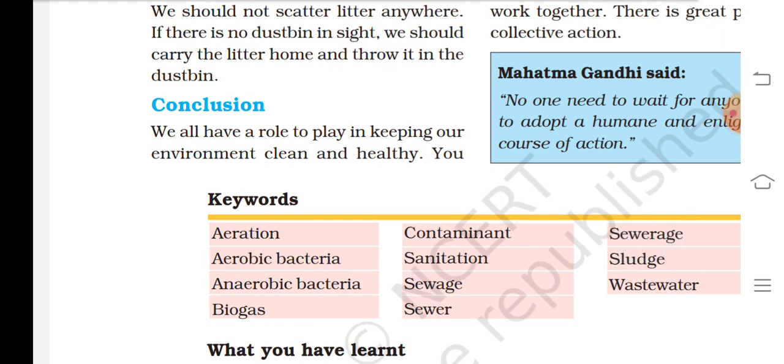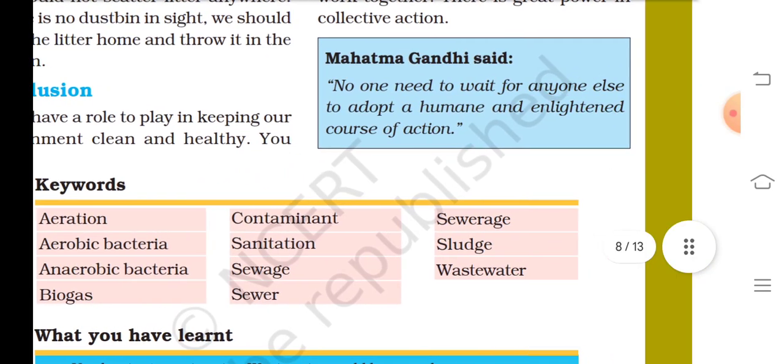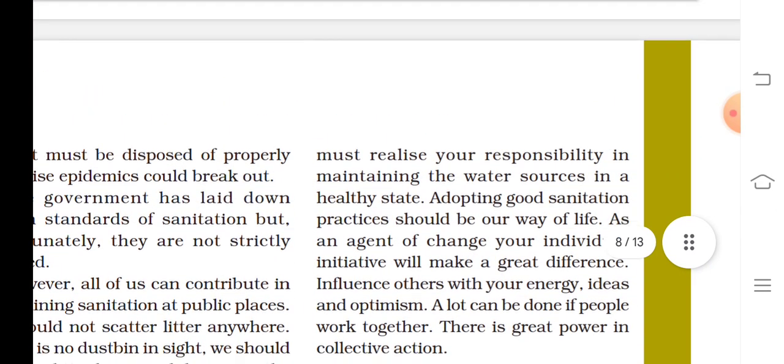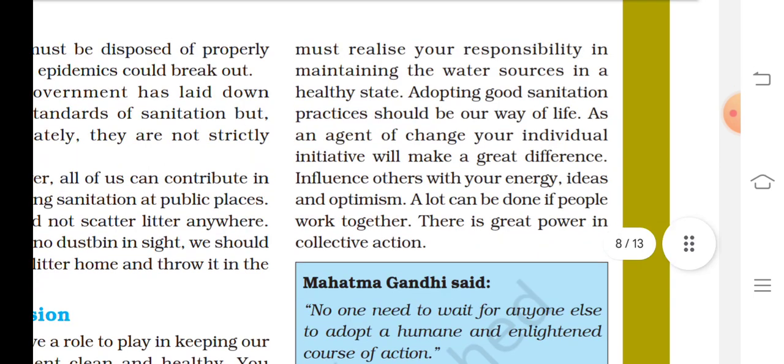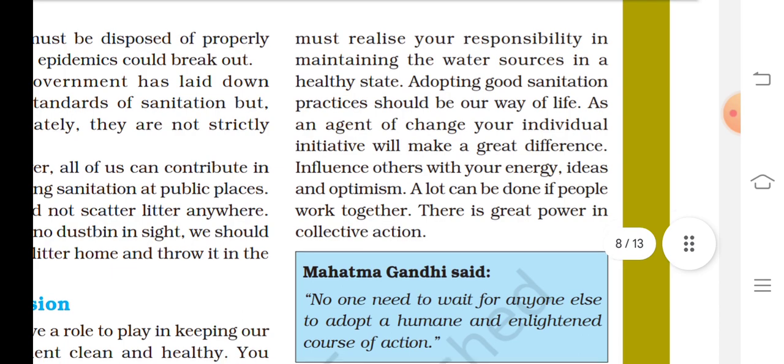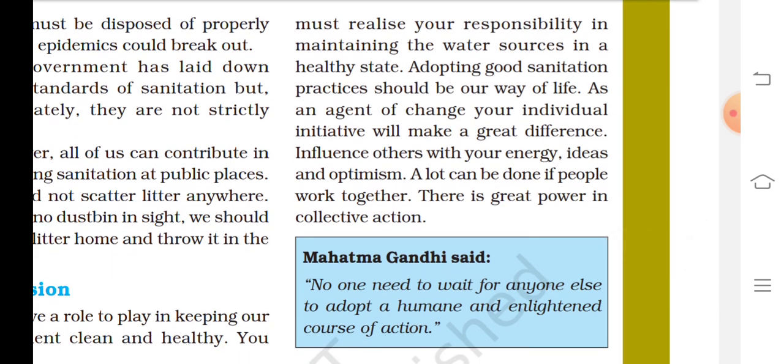Conclusions. We all have a role to play in keeping our environment clean and healthy. You must realize your responsibility in maintaining the water sources in a healthy, safe condition. Adopting good sanitation practice should be our way of life.